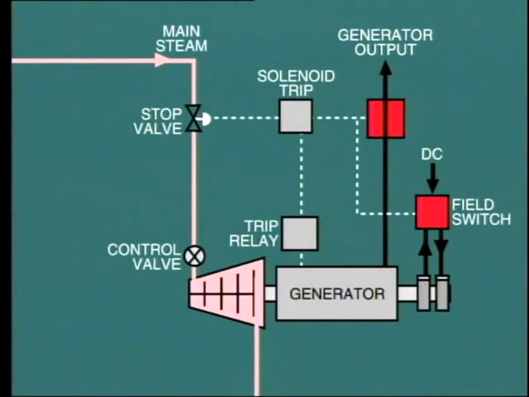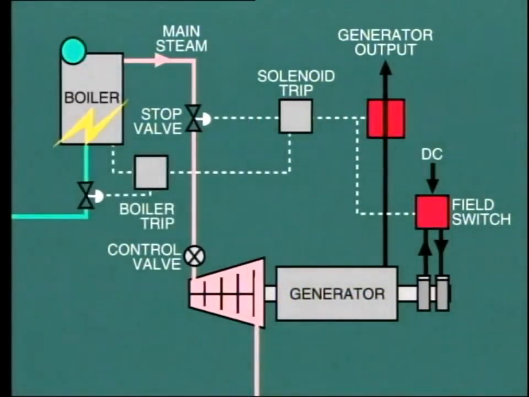This solenoid trip may also be activated by certain generator and boiler protection devices. For example, if an internal fault developed inside the generator, it would be necessary to trip the generator breaker and the field switch, and also the turbine stop valve to bring the generator to a stop as soon as possible.